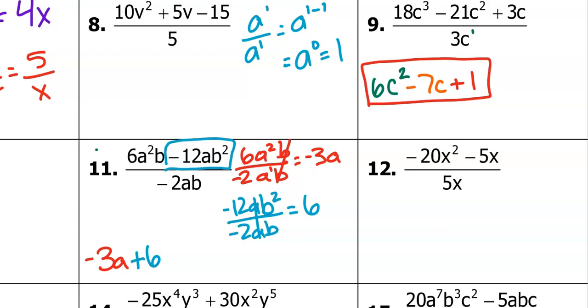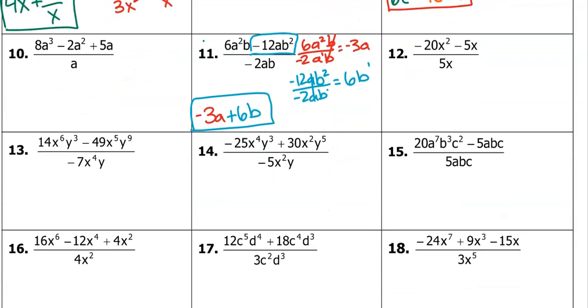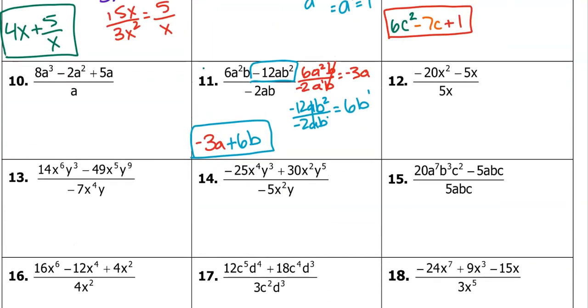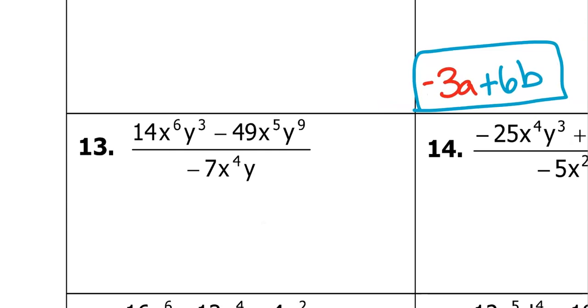Now B2 over B, B1, good. So we have negative 3A plus 6B. Is that in standard form? Yes. How do you know? The A comes before the B. It's in alphabetical order. Good. Beautiful. 1, 2, 3, 4, 5. Okay. It's becoming more fun, right? More fun. All right.